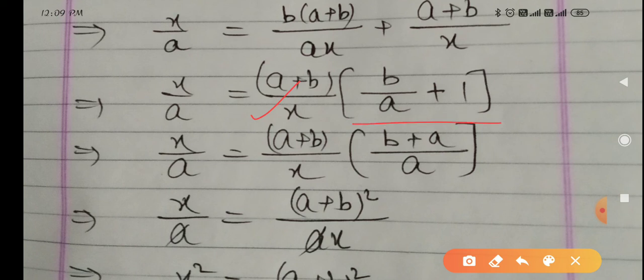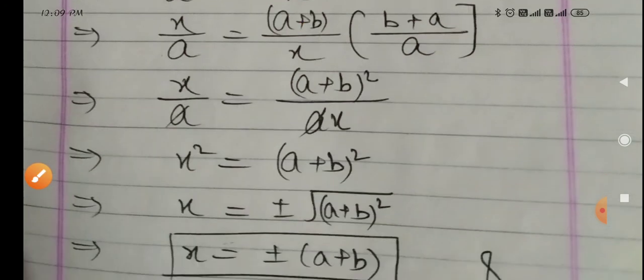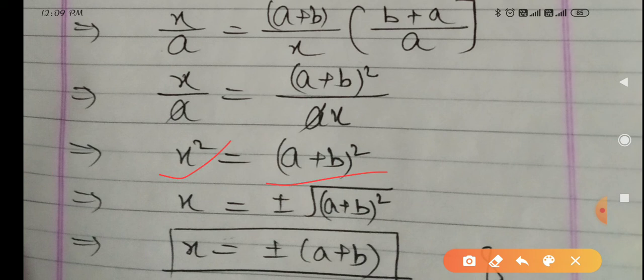Inside the bracket b upon a plus 1 will remain. Now inside the bracket you take the LCM, (b plus a) upon a will come. Other things are the same. Now it is coming x upon a equals (a plus b) whole square upon ax. a is cancelled with a. Now cross multiply, x square equals (a plus b) whole square. So x will be plus minus under root (a plus b) whole square. So x equals plus minus (a plus b).